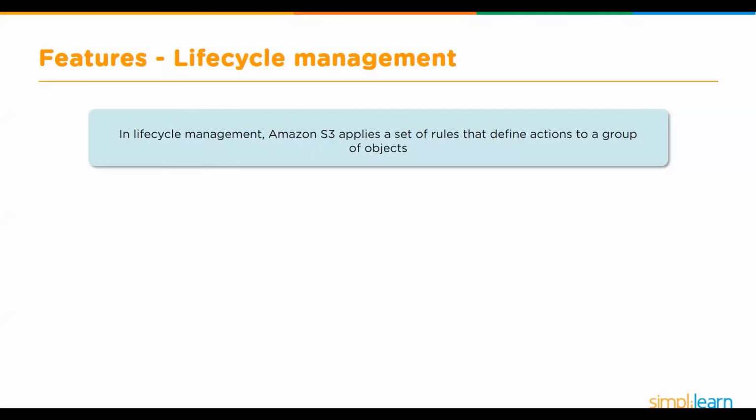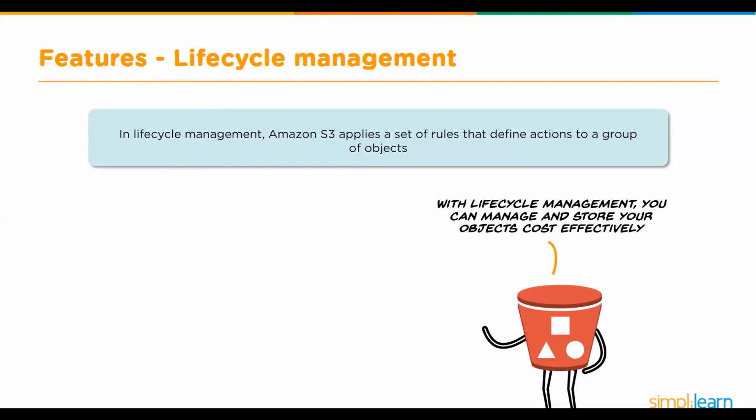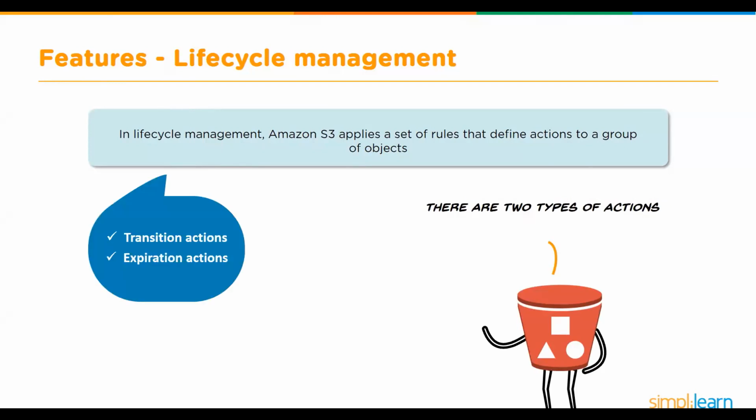Lifecycle management. Now, lifecycle management is a service that helps us to define a set of rules that can be applied to an object or to the bucket itself. Lifecycle is actually moving the data from one storage tier to another storage tier and finally expiring it and completing the life cycle of the object. With lifecycle management, we can manage and store our objects in a very cost-effective way. It has two features basically: transition actions and expiration actions.